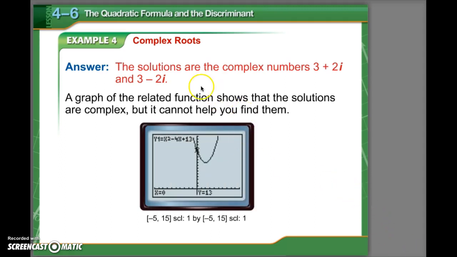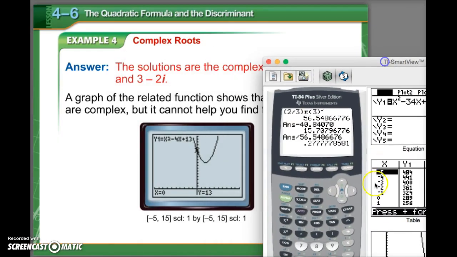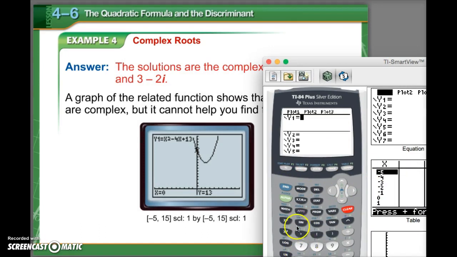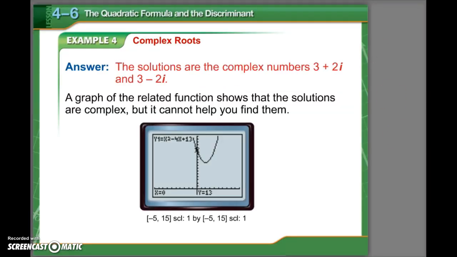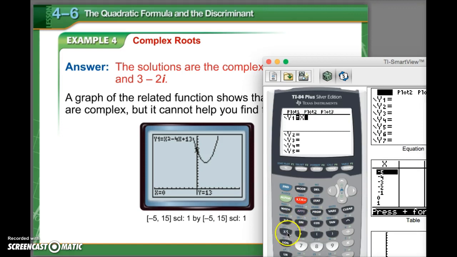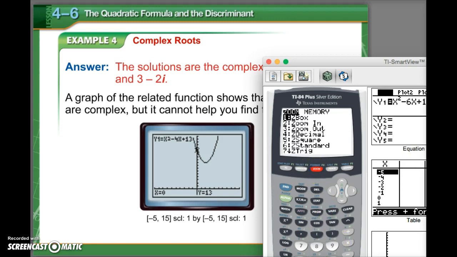When you go and graph this function, let me pull it up on the calculator over here. Our function is, did it to me again, x squared minus 6x plus 13. And if I go to the basic window, zoom 6, I can see this function.